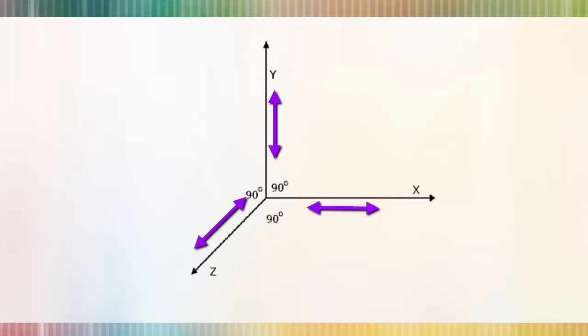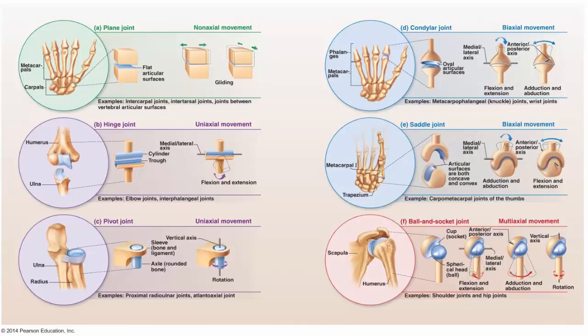Review the axes and the planes associated with these axes, and also review the joint movements before moving on with this video. So if you have not already done so, hit the pause button. Now that we've explained motion through a biomechanical lens, let's look at the different types of synovial joints that there are and the movements that they allow, and be prepared to talk about these in class.